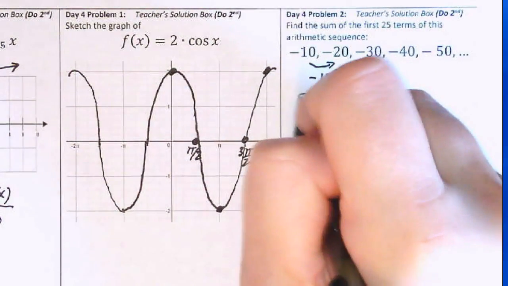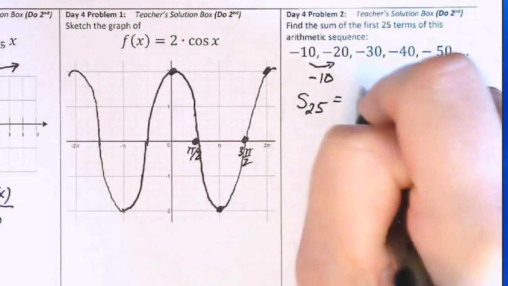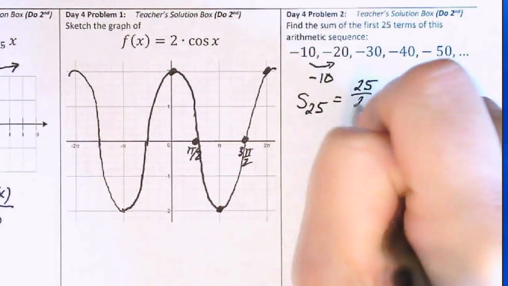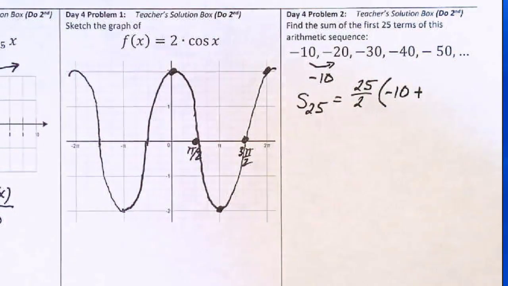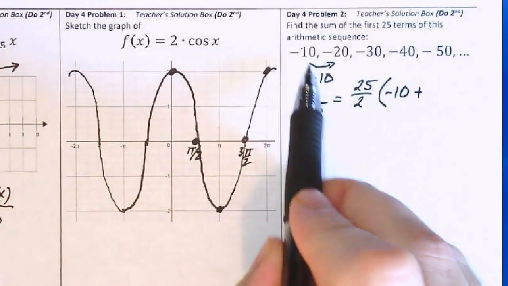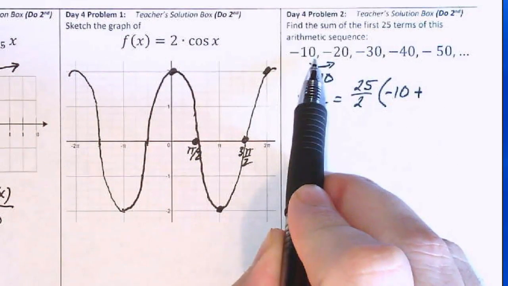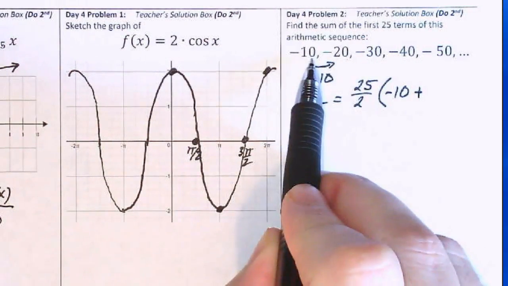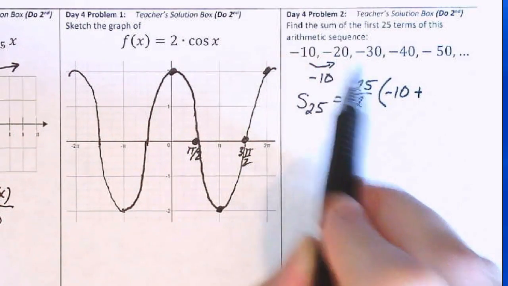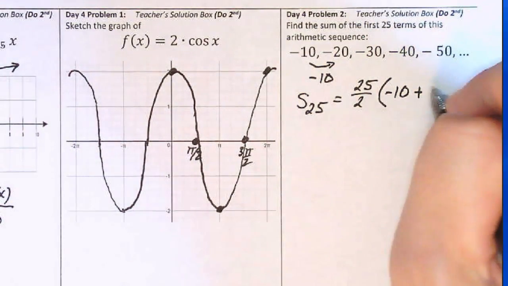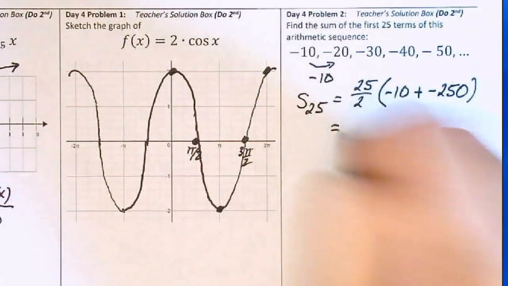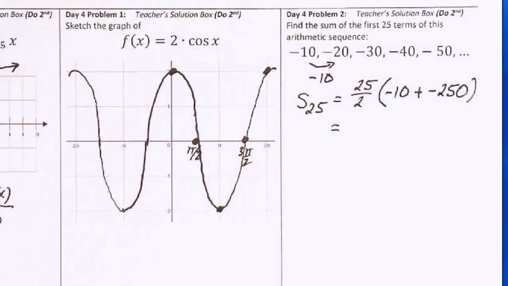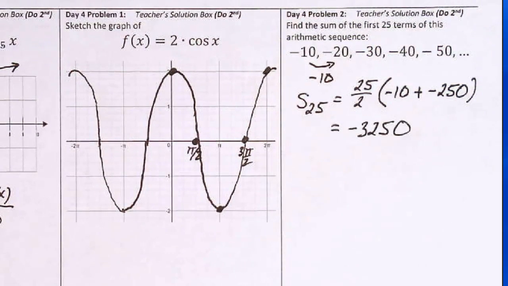We can find the sum of 25 terms by going 25 divided by 2 times the first term of negative 10 plus the last term. This pattern here is fairly simple to recognize. If the first term is negative 10, the second is negative 20, and so on, then the 25th term is going to be negative 250. And so we just need to work this answer out on the calculator. The sum turns out to be negative 3,250.